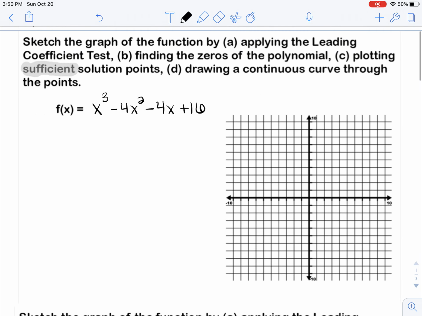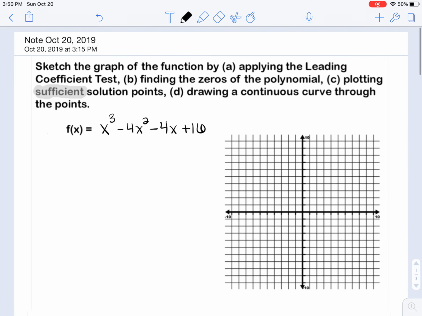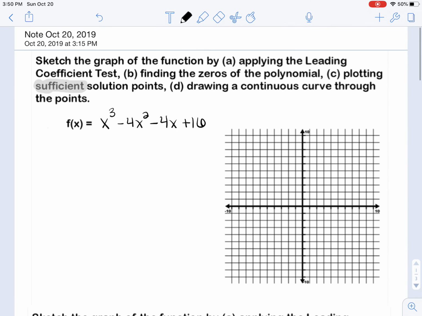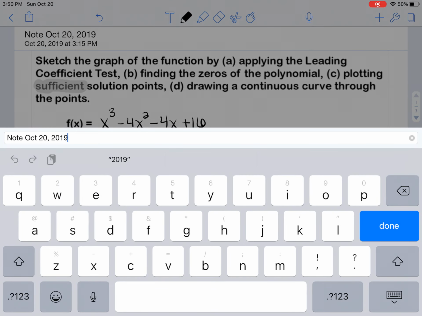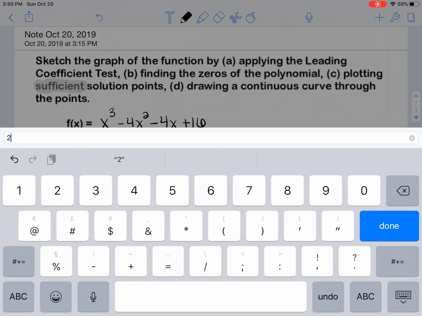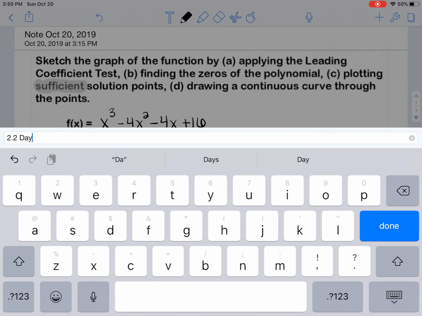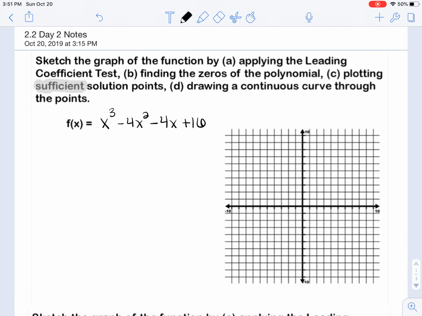All right, so we're going to continue to look at the graphs of these polynomials. So this is going to be section 2.2, day 2. All right, so the directions are the same. Sketch the graph of the function by applying the leading coefficient test, finding the zeros of the polynomial, plotting sufficient solution points, and drawing a continuous curve through the points.